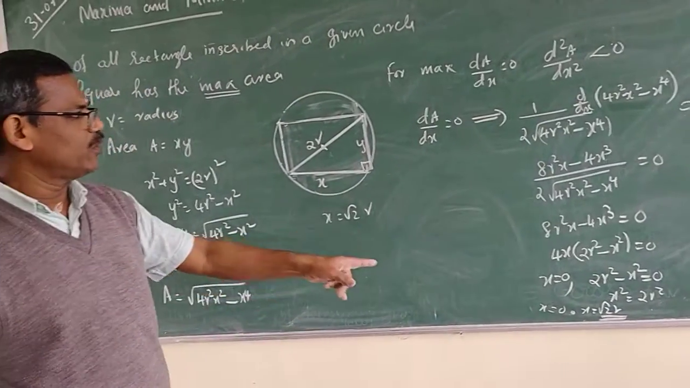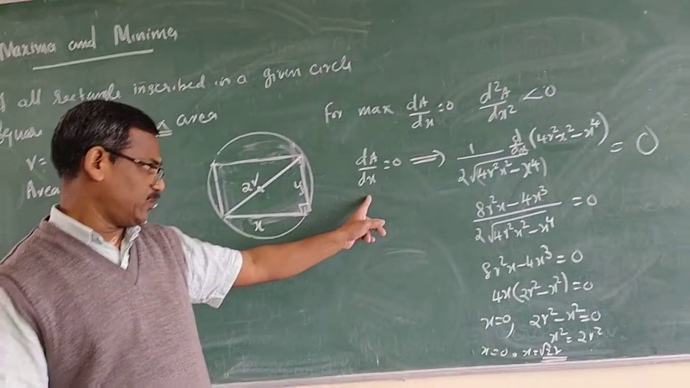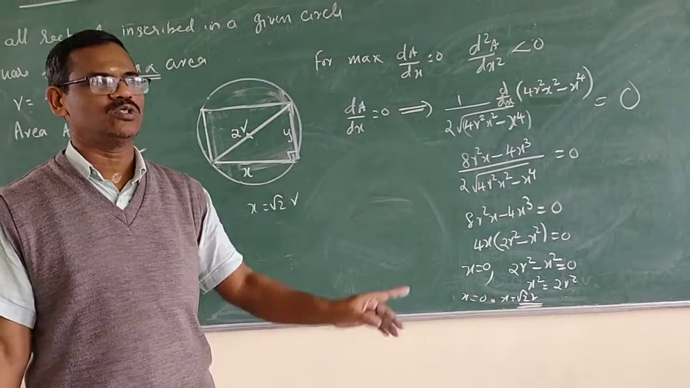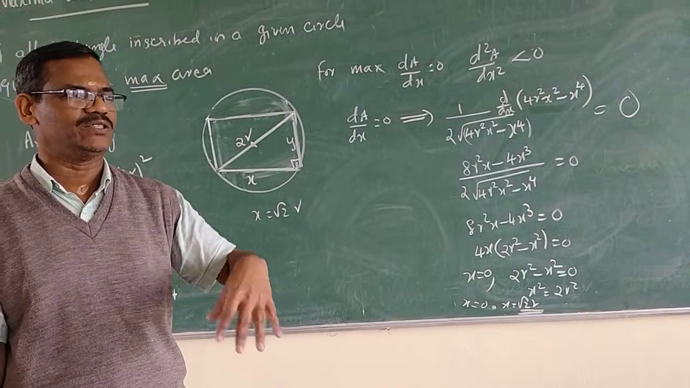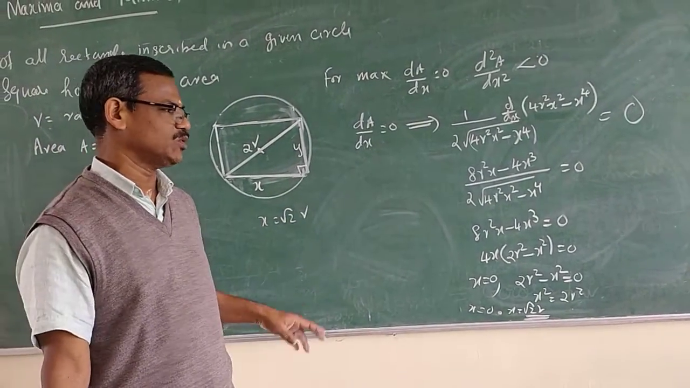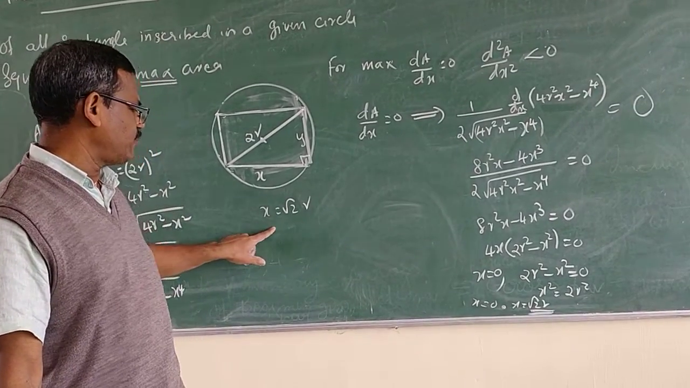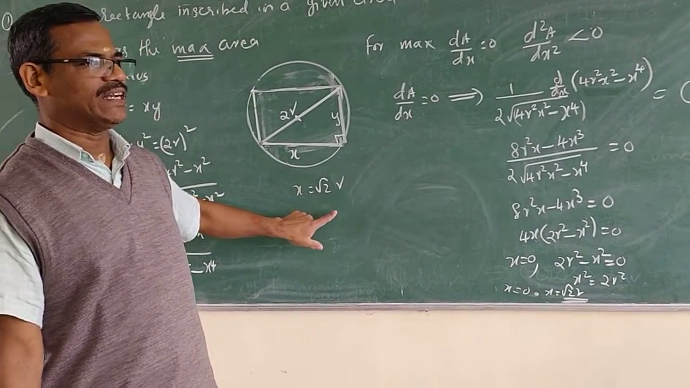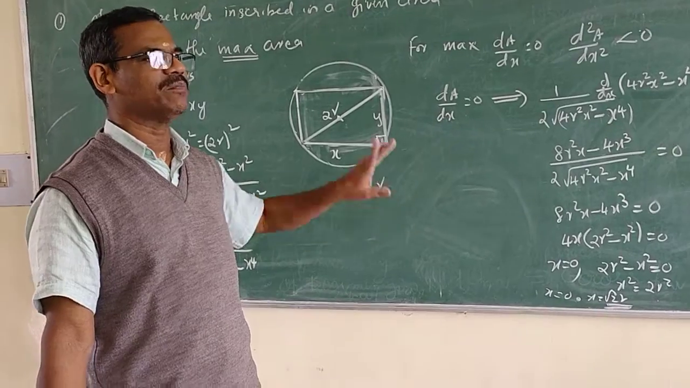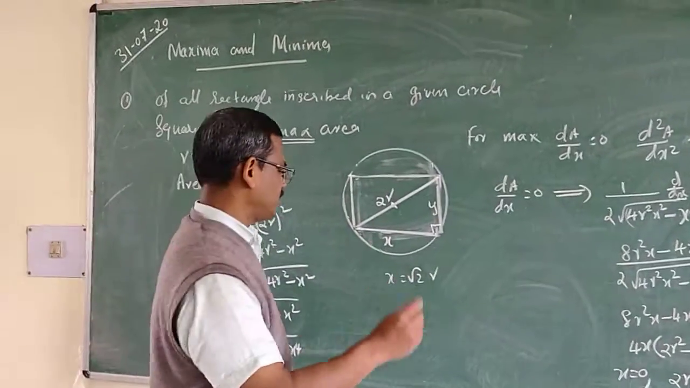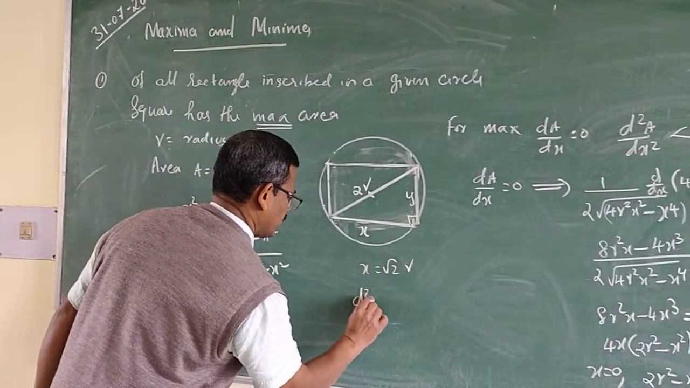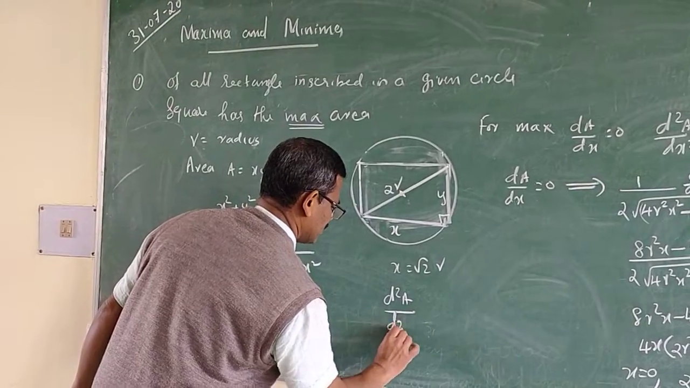Now this value we got by equating the first derivative to 0. We know that for maxima as well as minima, the first derivative is 0. So we have now identified the value, and we have to verify whether this is a maxima or minima. For that, the second derivative is to be checked. So d²A/dx².